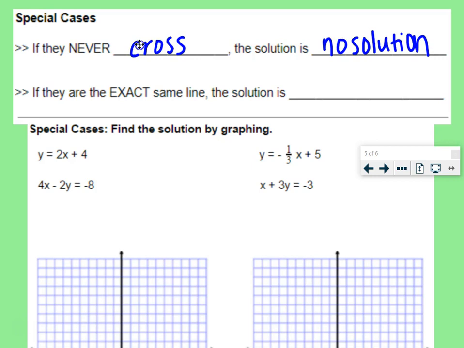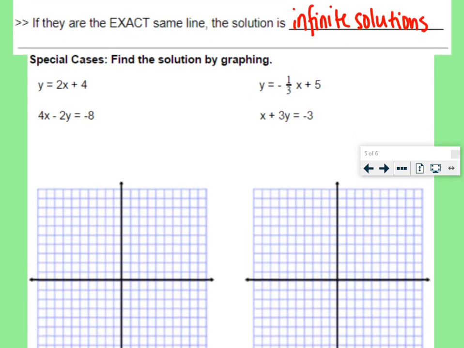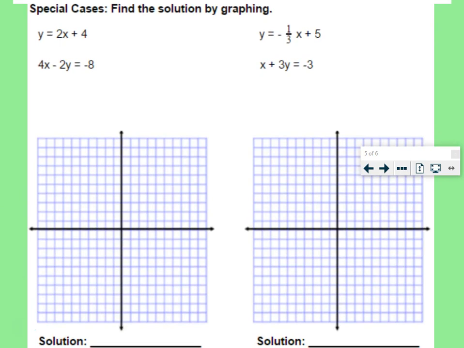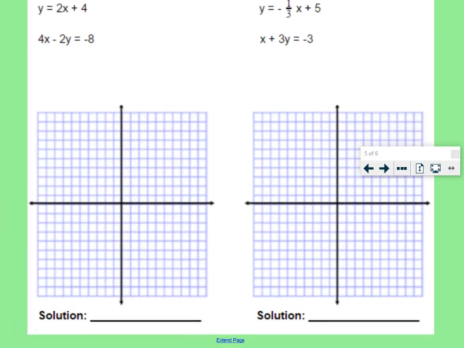Then, if they are the exact same line, the solution is infinite solutions. Because then they cross at every point on the line, which means they have multiple crossing points, which means multiple solutions. So we want to graph these equations and figure out what their solutions are.